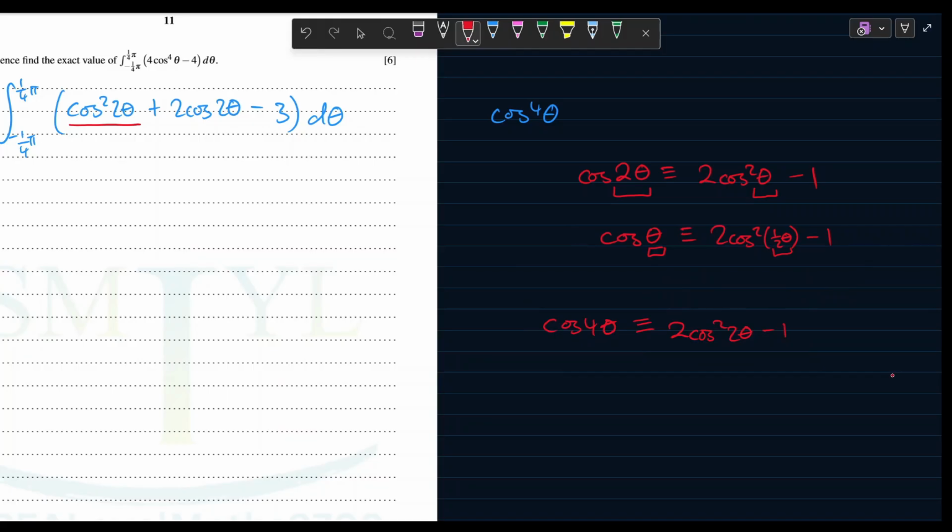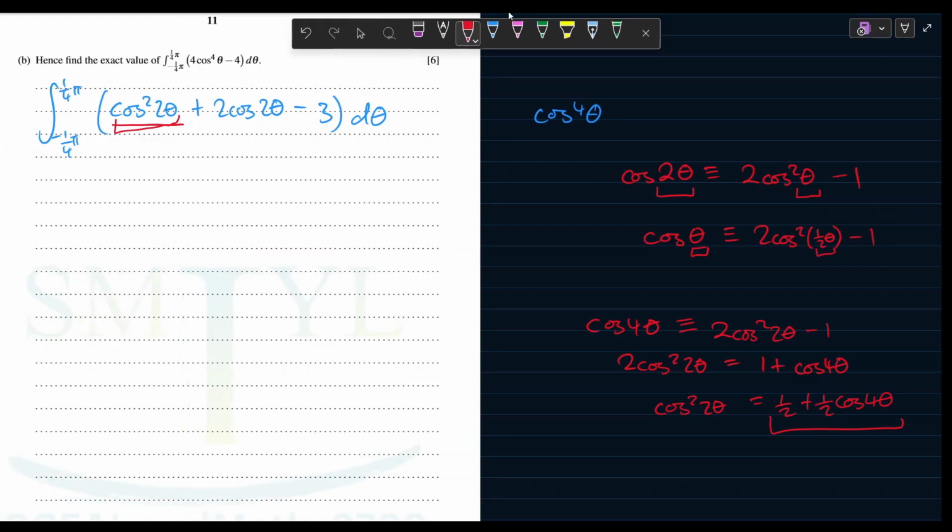We know how to integrate cos 4 theta. So if we can rewrite our cos squared 2 theta in terms of cos 4 theta, then that will be good for us. So let's do that. So we can say 2 cos squared 2 theta is equal to 1 plus cos 4 theta, divide through by 2. So you get cos squared 2 theta is equal to half plus half cos 4 theta. Alright, so we can replace our cos squared 2 theta here with half plus half cos 4 theta.